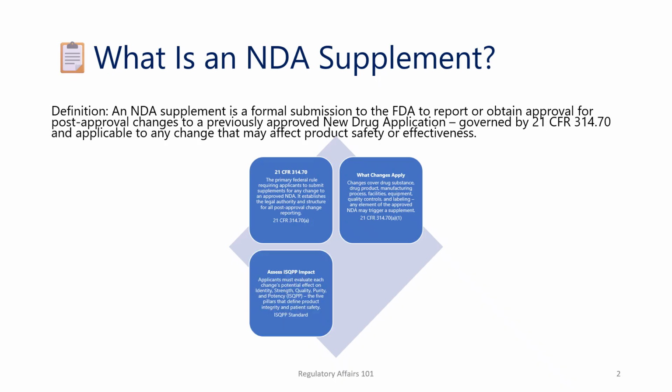Before choosing a reporting category, you must assess the impact on identity, strength, quality, purity, and potency. ISQPP. High risk means a higher reporting tier.